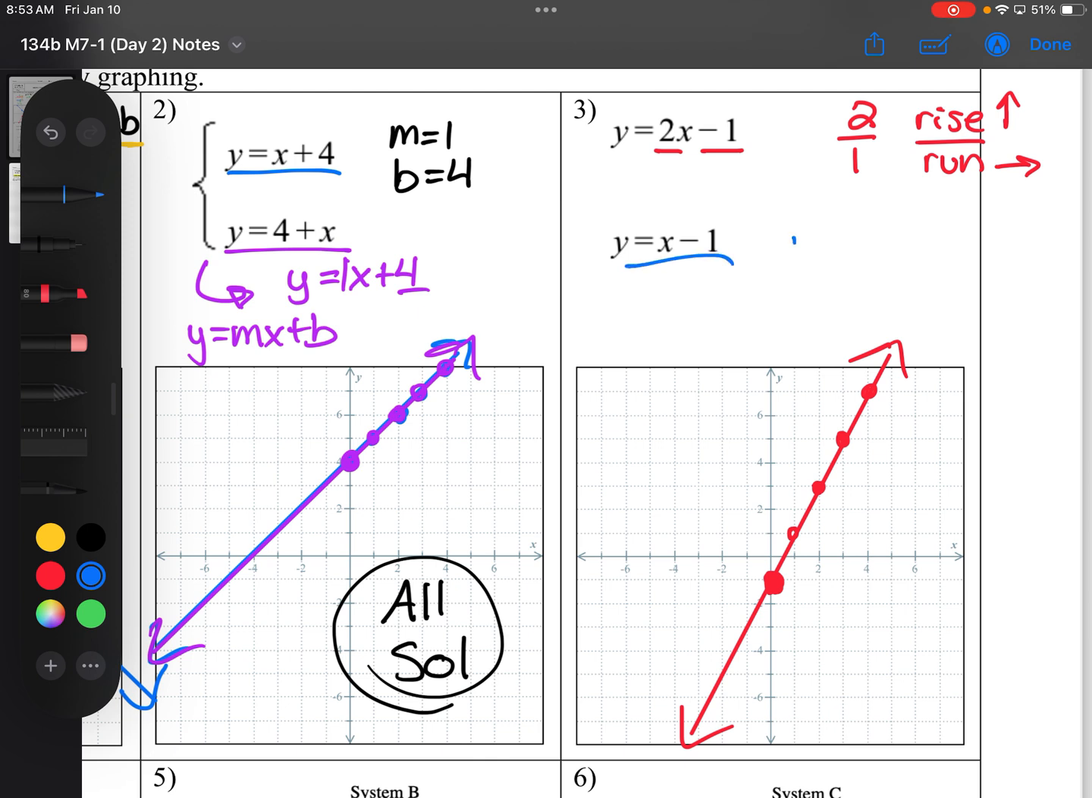Same story with this one. The slope in front of that x is 1. The y-intercept, -1. So you're going to start at the same y-intercept, which is -1, and then your slope is up 1 over 1. So you see it kind of looked like it wanted to be the same line, but it's not because it doesn't have the same slope.